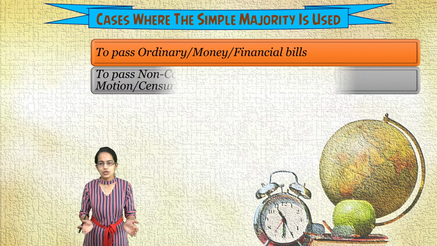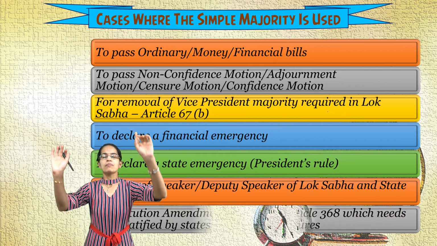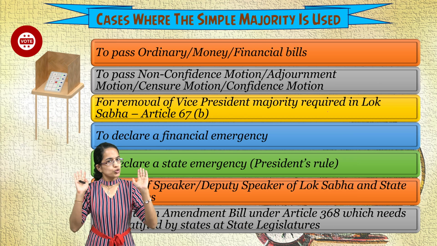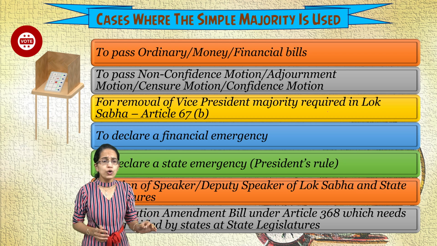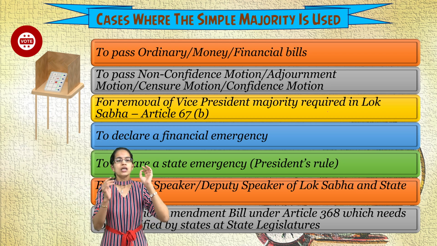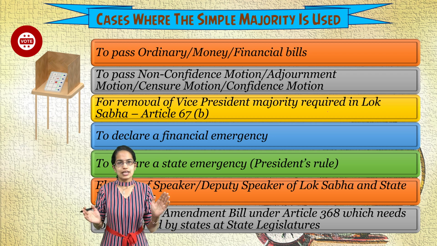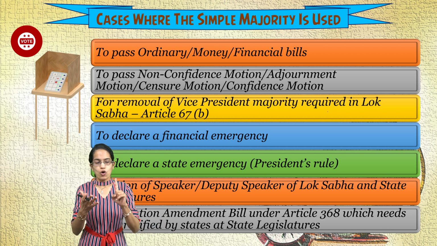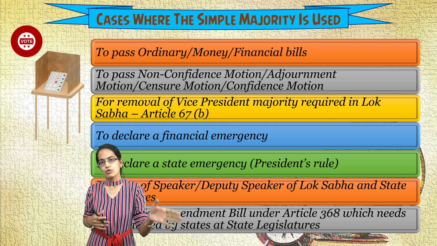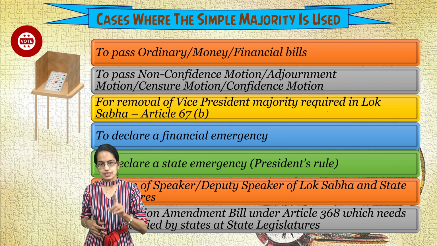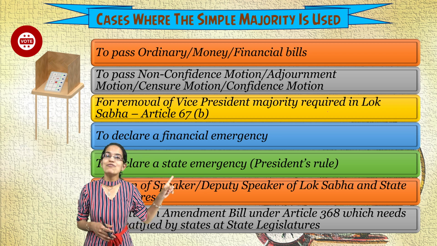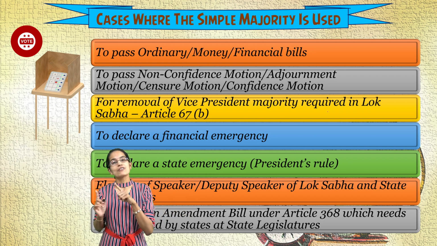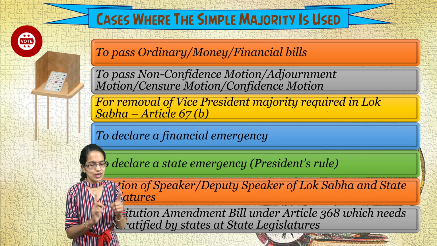Simple majority is used in numerous places. For example, if any ordinary bill, financial bill, or money bill has to be passed, it is through a simple majority. For no confidence motion, adjournment motions, censure motions, in all those cases, again we use simple majority. For state emergency or financial emergency, for elections of speaker, deputy speakers of Lok Sabha or state legislature. Now understand, for their removal, we were talking about effective majority, but for their appointment or for their elections, we are talking about a simple majority. So be very, very clear.